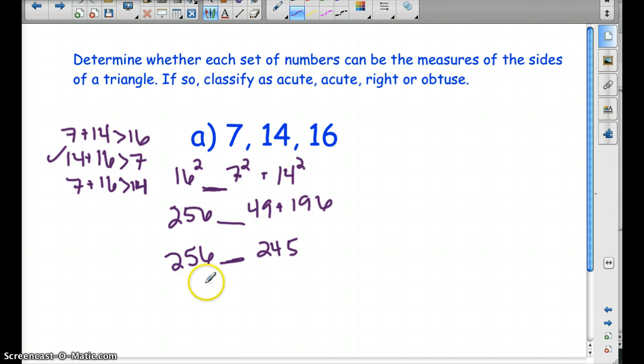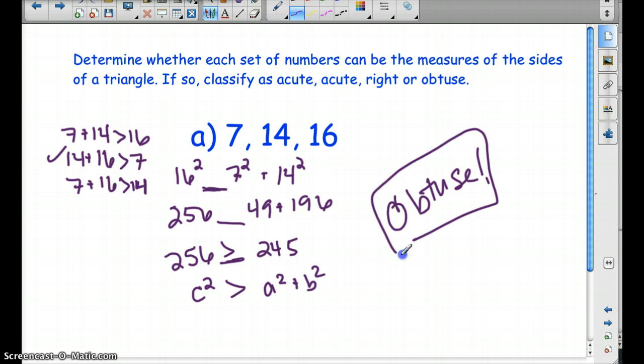Okay, so now we have to fill in the blank. So remember, this is c squared, and this is a squared plus b squared. So 256 is greater than the other two sides added up. So what type of triangle is it? It is obtuse. Okay, but going back to our theorem, the alligator's eating the c squared, so then we know it's obtuse.